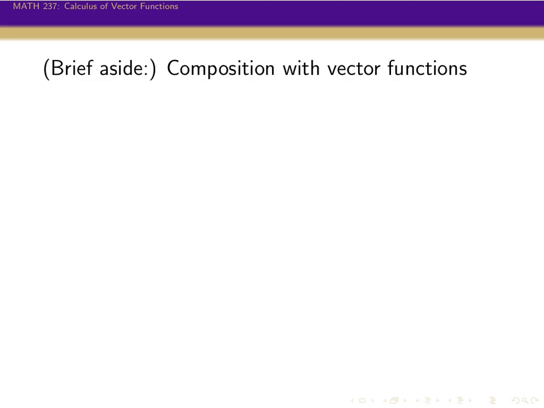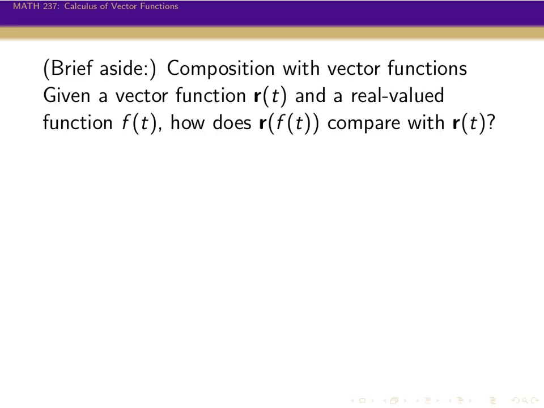Okay, so one brief aside on this. We're going to talk a little bit about composition with vector functions. When I say composition, you can't really plug one vector function into another. But what you can do is plug a scalar function, a real valued function, into a vector function. So this is kind of changing t, right? When we're talking about a composition with vector functions, we're saying start with a vector function r of t, and you have some normal real valued function f of t. What is r of f of t going to look like compared with r of t?